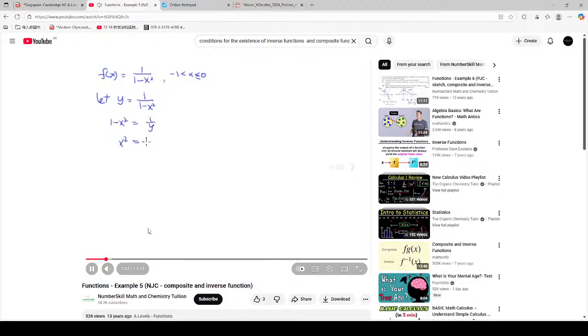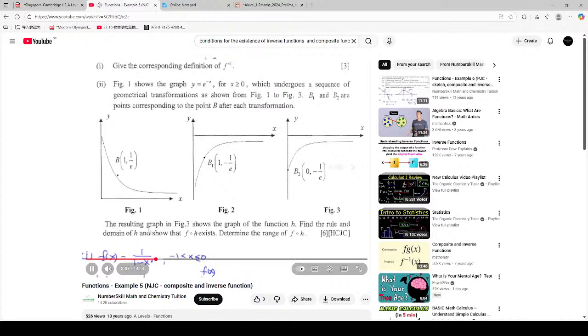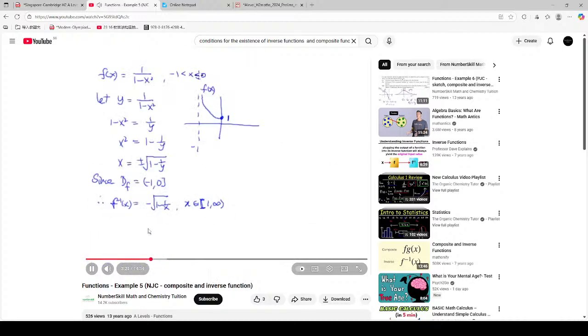So x equal to 1 over y. Let's make sure it is a square bracket, okay, because, well, the x can be 0, and therefore it can take the value of 1, and therefore it is inclusive of 1, so please make sure it is a square bracket. And therefore now the domain of f inverse becomes something like this.